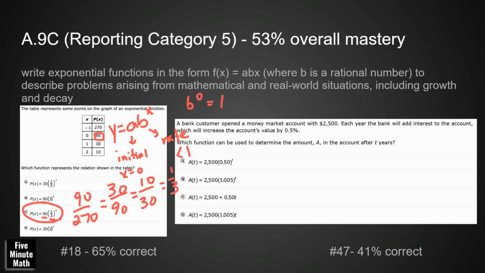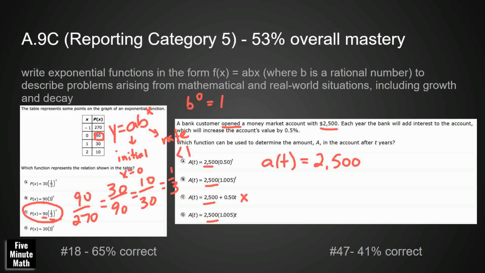Now on number 47, we're needing to take a real world situation, what we call a verbal description, and then put it into the same a times b to the x. Okay, so we see when we say we open a money market account with $2,500, that's going to be our initial value. So we're going to say A of t, that's going to be our dependent variable, equals our initial value of $2,500 because that's what we're opening with. That's our deposit.